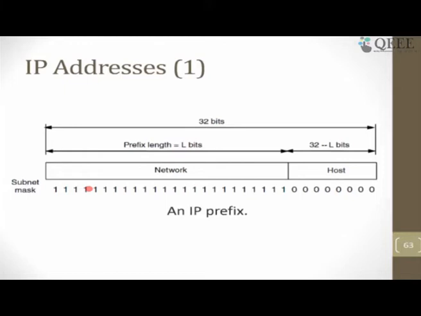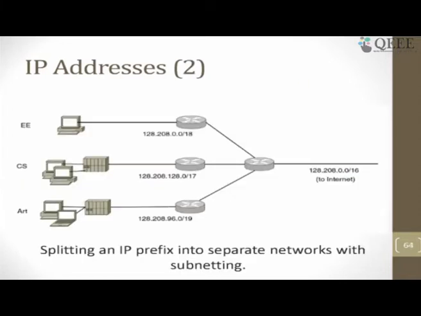Okay. So 28 list prefix will be given. Just to see this in more detail, say you have the EE department. What I have written is 128.208.0.0/18. So /18 means what? That out of 32 bits, 18 bits are prefix.